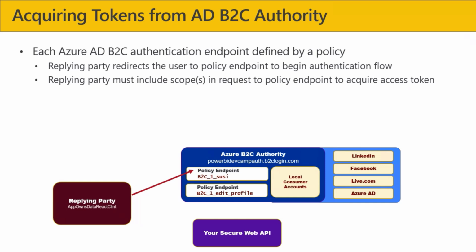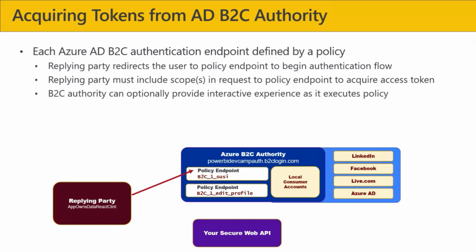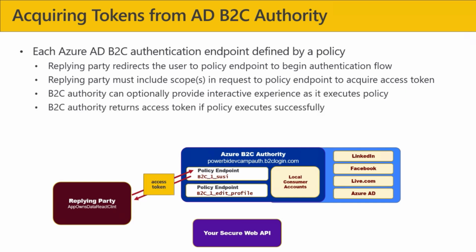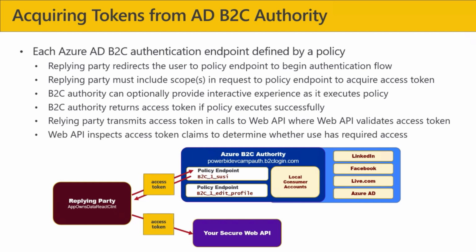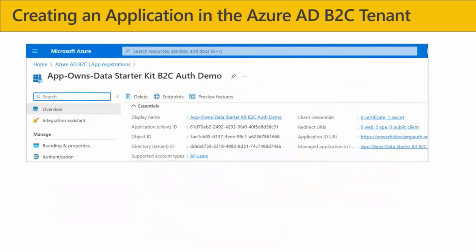Now, when you want to get an access token, you have to include scopes. That's going to be important. The B2C authority can provide whatever interactive experience is necessary, given the behavior of the policy that's executing. And if everything executes successfully, the access token gets returned back to your application, the relying party. It then sends it to your secure web API. Note that your secure web API trusts the B2C authority. So it's able to validate the token and have the confidence that anything I see as a claim in the token is a fact, and I can use that for doing my authentication.